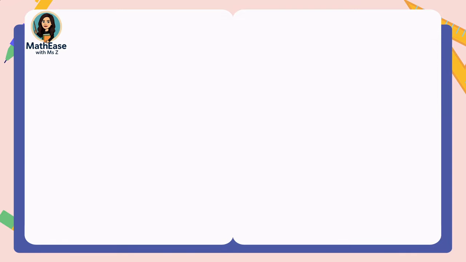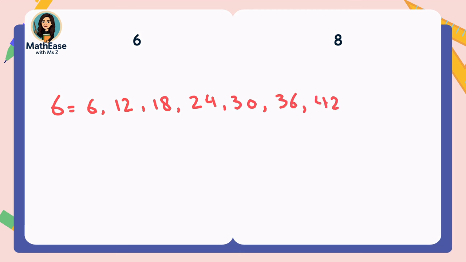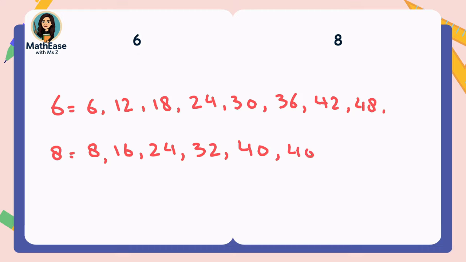Let's make this even easier to understand with an example. We'll find the LCM of 6 and 8 by listing all their multiples. Let's begin by writing down the multiples of 6. So that is 6, 12, 18, 24, 30, 36, 42, and 48. Now, let's write all the multiples of 8. So 8 times 1 is 8, 8 times 2 is 16, 8 times 3 is 24, 8 times 4 is 32, then we get 40 and 48, and so on.